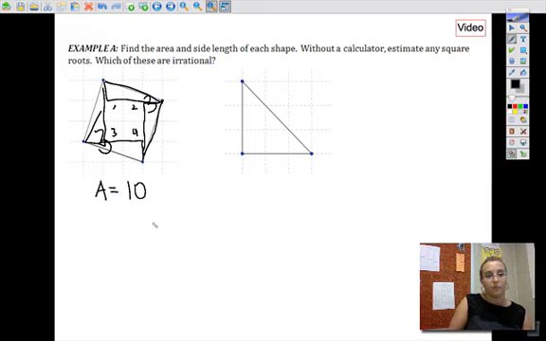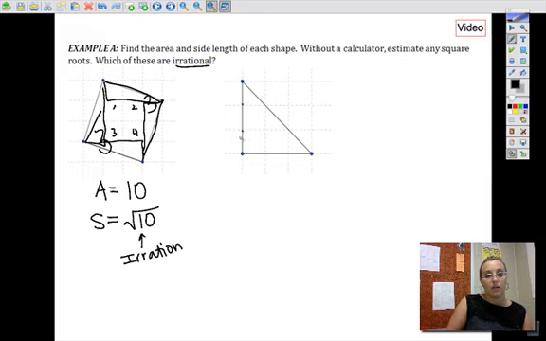And if I want to know the side length, I just need to take the square root. So the side length will be the square root of 10. This is an irrational number. It says which of these is irrational? This number right here is our irrational number, because when I take the square root, that's not a perfect square.